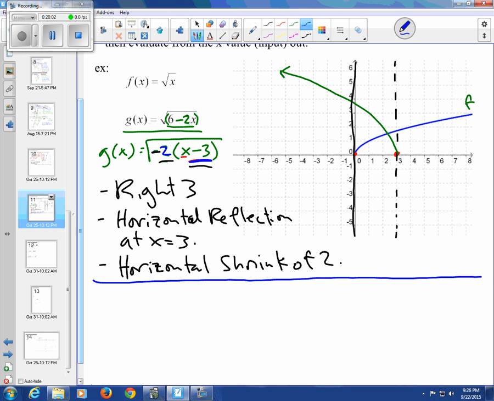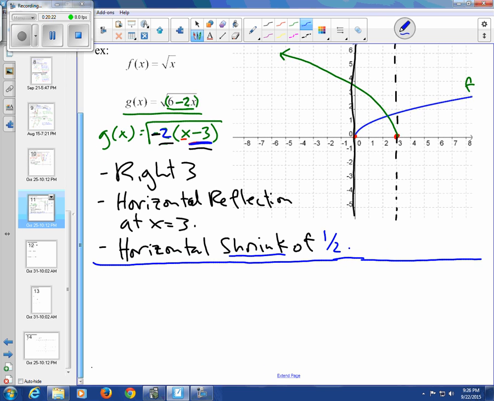One thing we can also take a look at here is that this graph is a horizontal shrink by a factor of 2. Whoops. If it's a horizontal shrink, it's going to be a horizontal shrink by the reciprocal, 1/2. It's a horizontal shrink by a factor of 1/2, but it also looks like it could be a vertical stretch. And what I want to do right now is talk a little bit about the relationship between those two things.